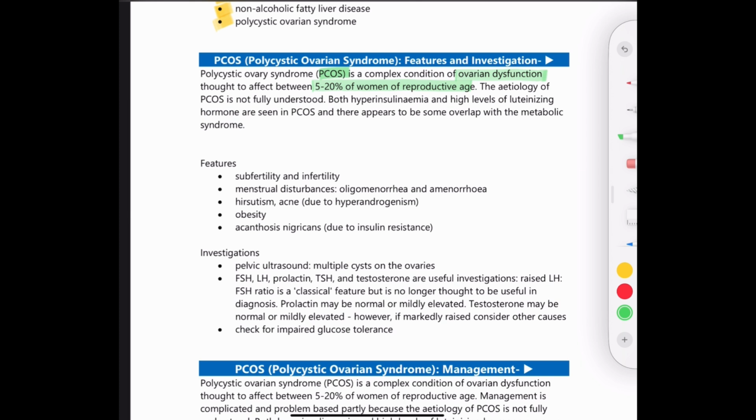Now, whom will they be affecting? They will be affecting women of reproductive age, and that is the ovarian dysfunction. Correct. Now, the etiology of PCOS is not fully understood. Both hyperinsulinemia and high levels of luteinizing hormone are seen in PCOS, and there appears to be some overlap with the metabolic syndromes. Correct. Now, there will be hyperinsulinemia and high level of LH, luteinizing hormone. Fine with you?